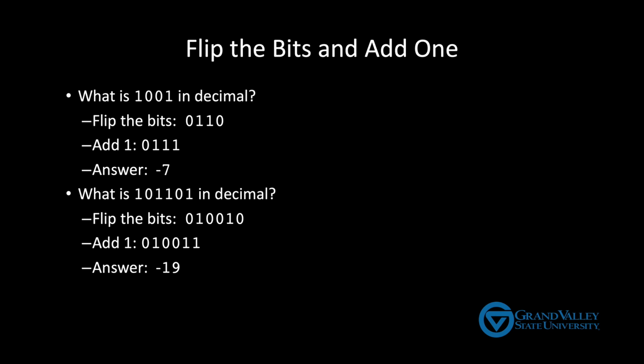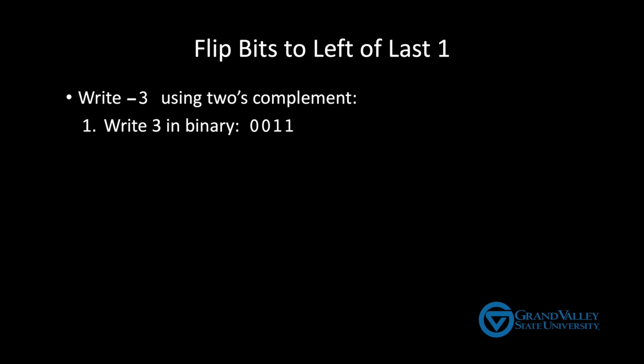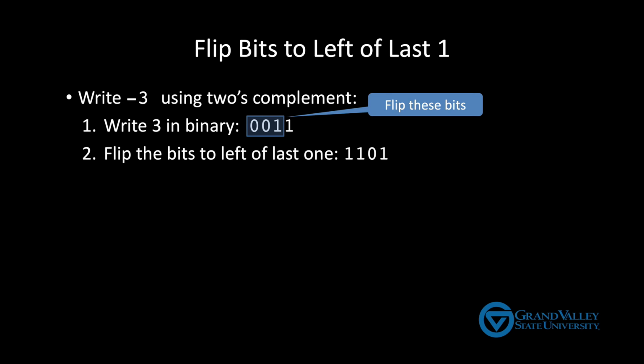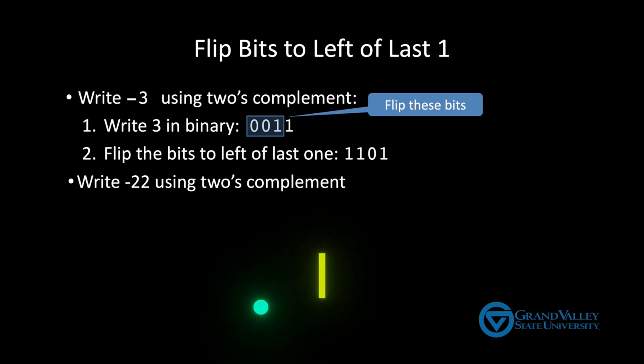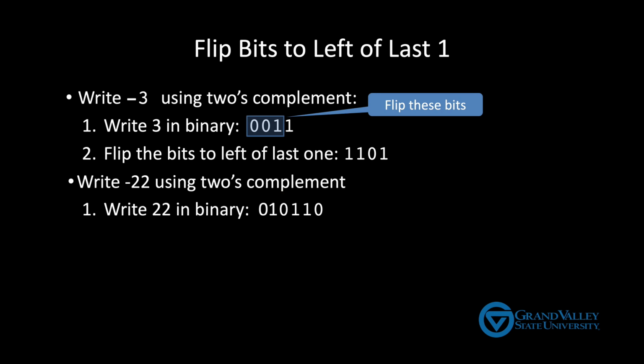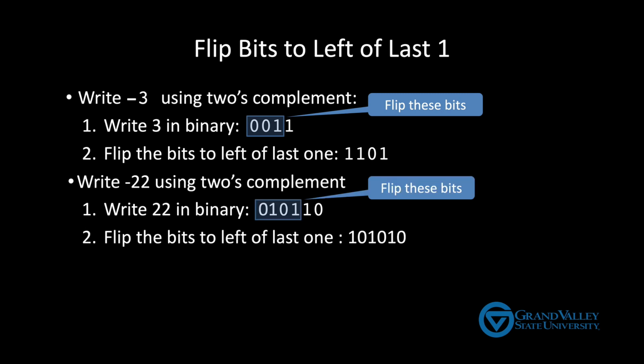A second shortcut is to flip the bits to the left of the last 1. Let's see what that means when encoding -3. So we write 3 in binary, 0011. The last 1 in this case is the rightmost bit, so we flip all of the other bits, giving us 1101 like we saw before. All right, now try it using -22. Okay, 22 in binary is 010110. This time, the last 1 is the second digit from the right, so we flip everything before that and get 101010.